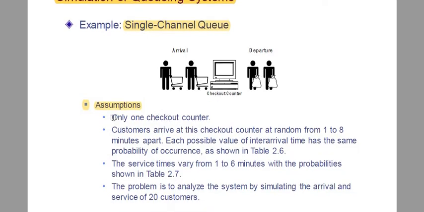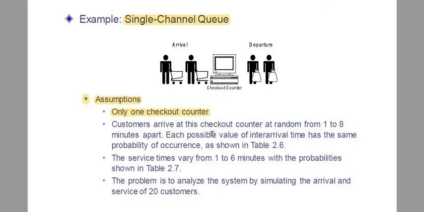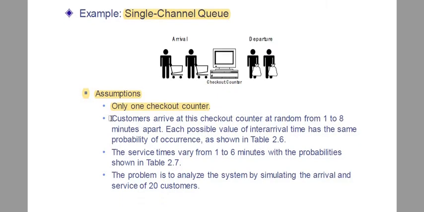So the assumptions are given here: only one checkout counter, and customers arrive at the checkout counter. There are some inputs. Suppose customers arrive at the checkout counter at random times from 1 to 8 minutes apart. That means this is the inter arrival time. So inter arrival time is given 1 to 8 minutes. That means the inter arrival time can be 1, 2, 3, 4, 5, 6, 7 or 8. Max 8, minimum 1.